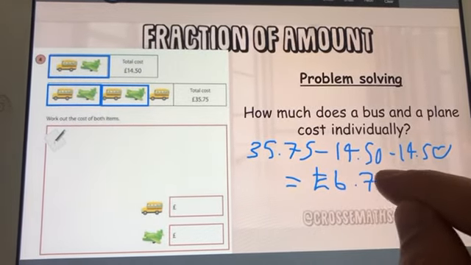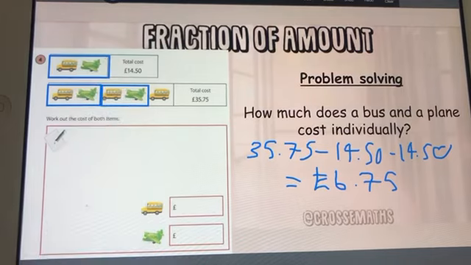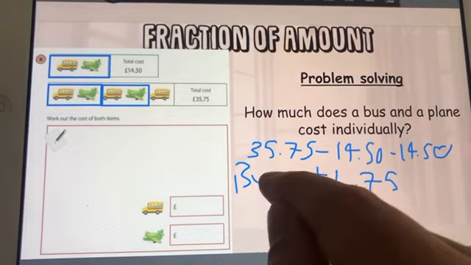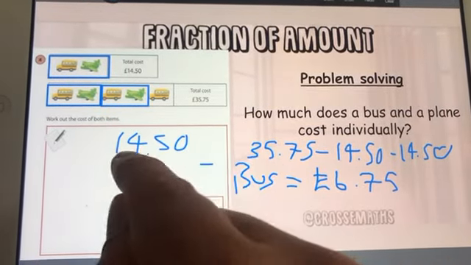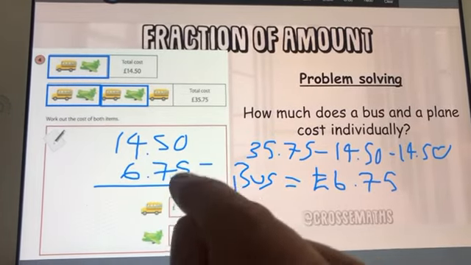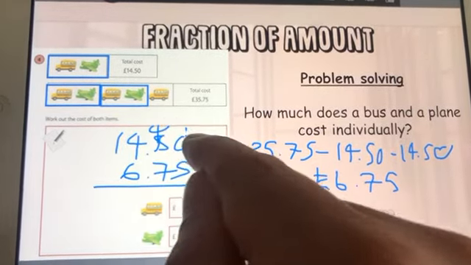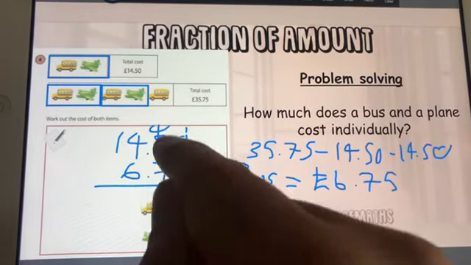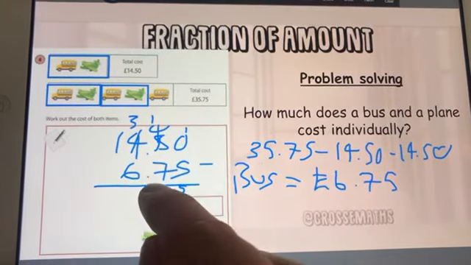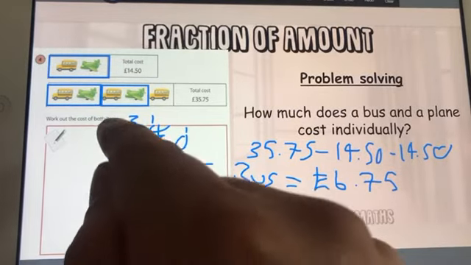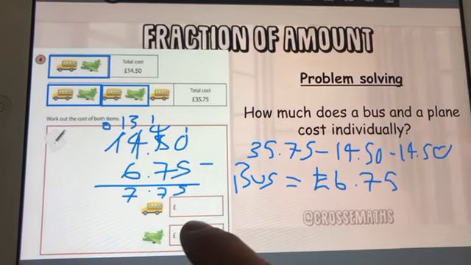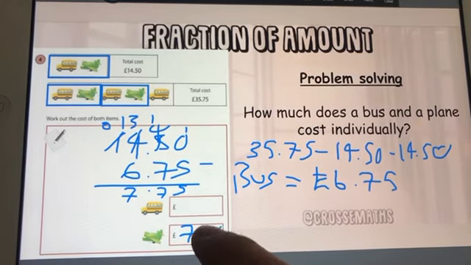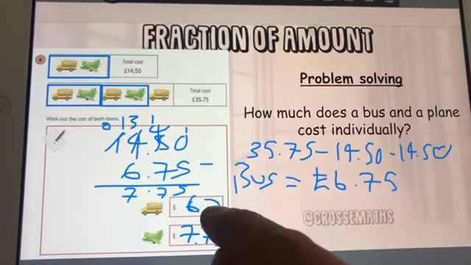Now if I want to work out the cost of a plane, I know the cost of a bus is £6.75. I've just got to go to my £14.50 and take away £6.75. Can't do it, I'm going to borrow. 10 take away 5 is 5. 4 take away 7, I can't do it either. 14 take away 7 is 7. 3 take away that, I can't do it. 13 take away 6 is 7. So it's £7.75 for a plane and £6.75 for a bus.